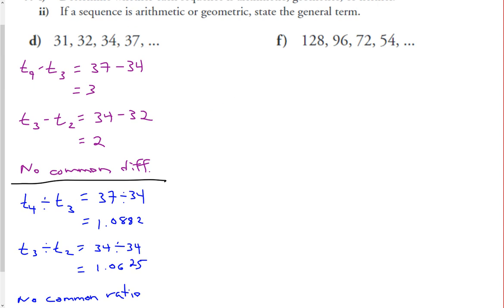Okay, for F, same deal, but let's move kind of quick because we've done a bunch of them now. I notice there's no common difference. It's subtracting each time, but not by a common amount. So I'm just going to skip that first part and look for a common ratio. Our fourth one divided by our third one is 54 divided by 72, which is 0.75. And if I do my third one divided by my second one, I get the same thing.